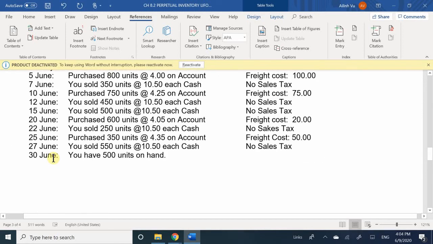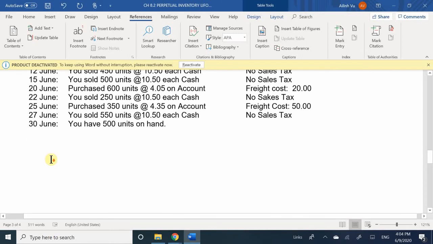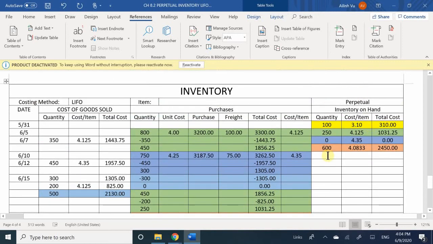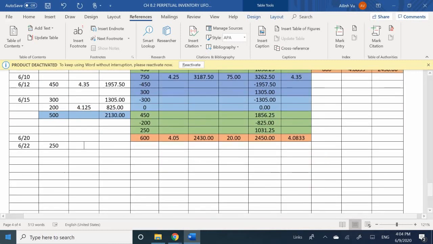Okay, so on June 22, they sold 250 more units. So the 22nd of June. We sold 250 units, and each of those is going to cost from where? So now we're going to be taking from which batch? That's the last one, the salmon. Yes, salmon color. So that's going to cost us, what, $4? Isn't that correct? Yes. All right, so let's go ahead and calculate that amount.